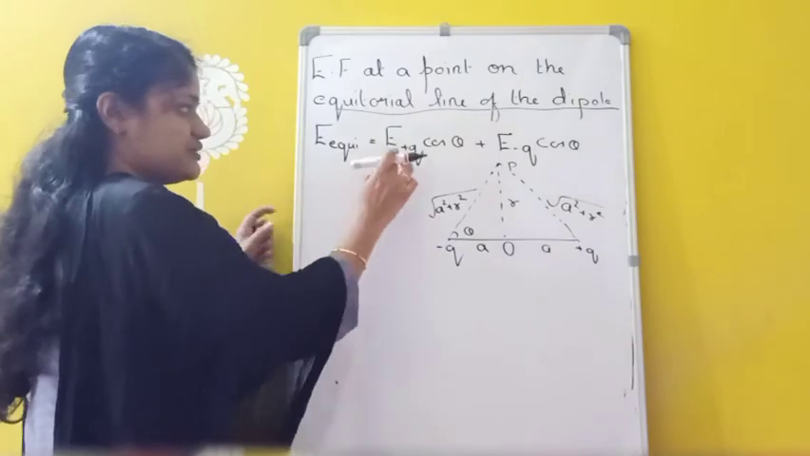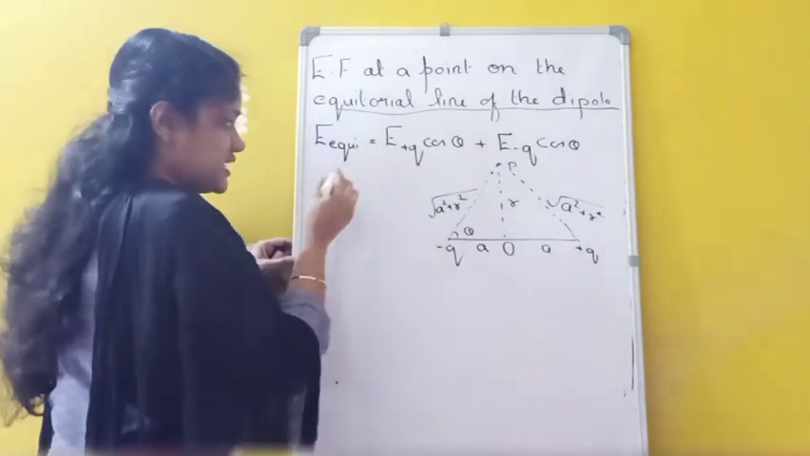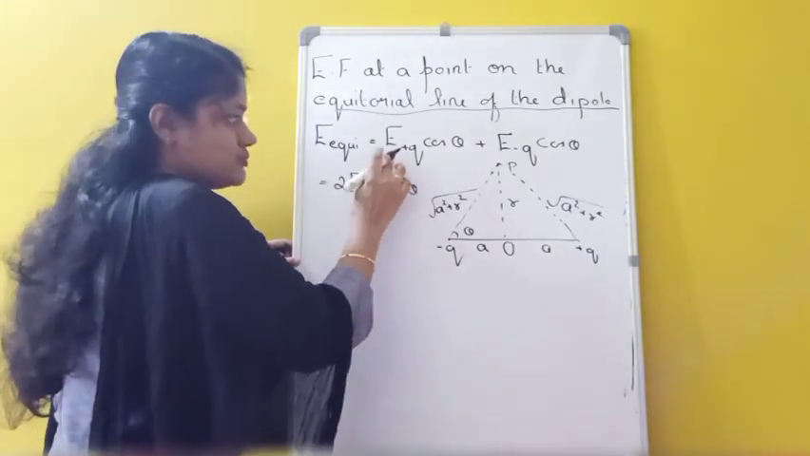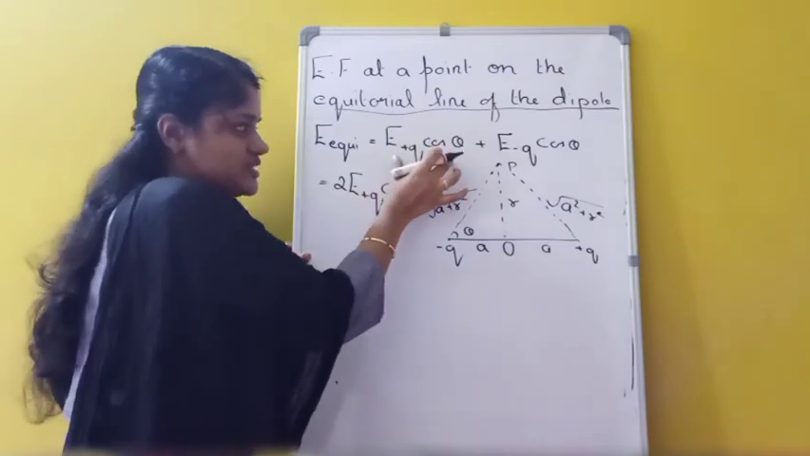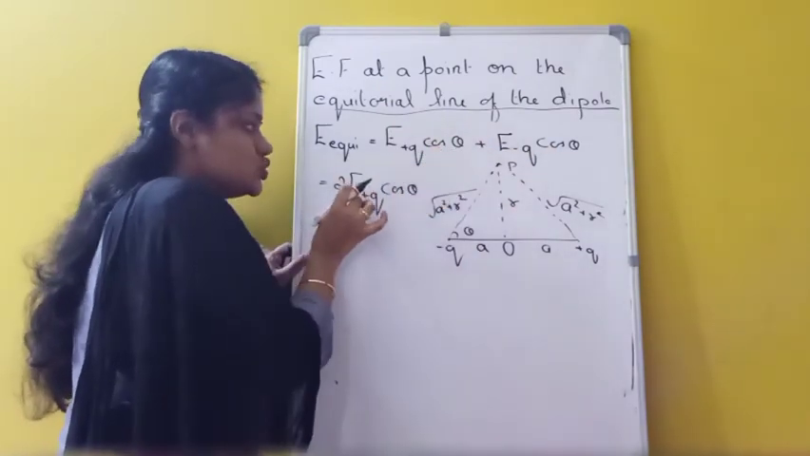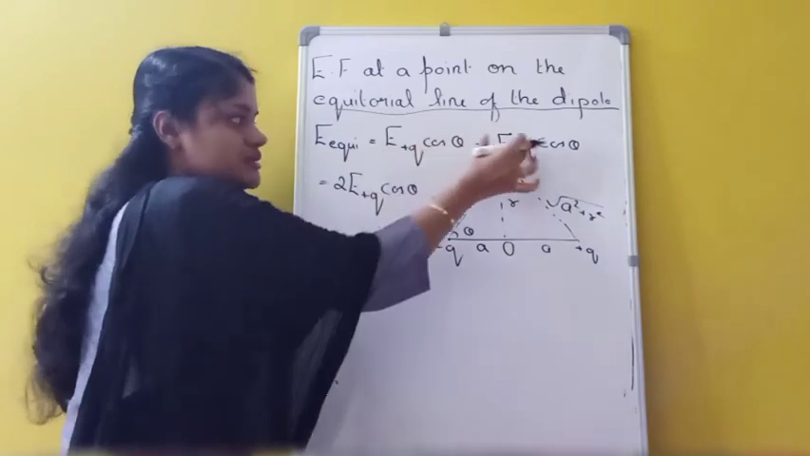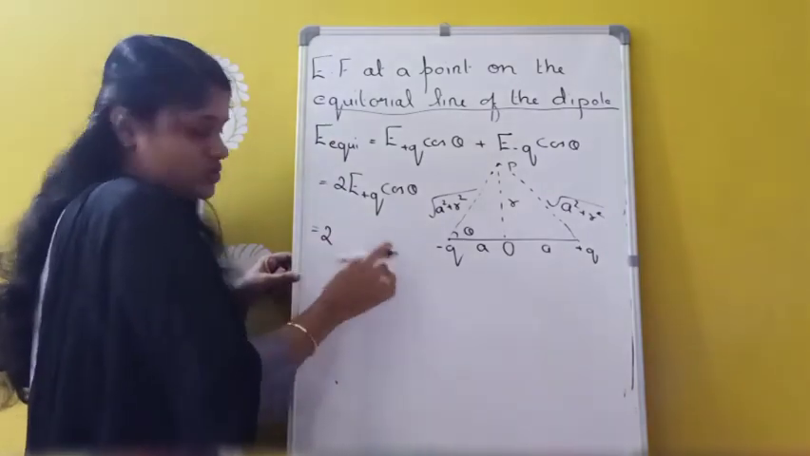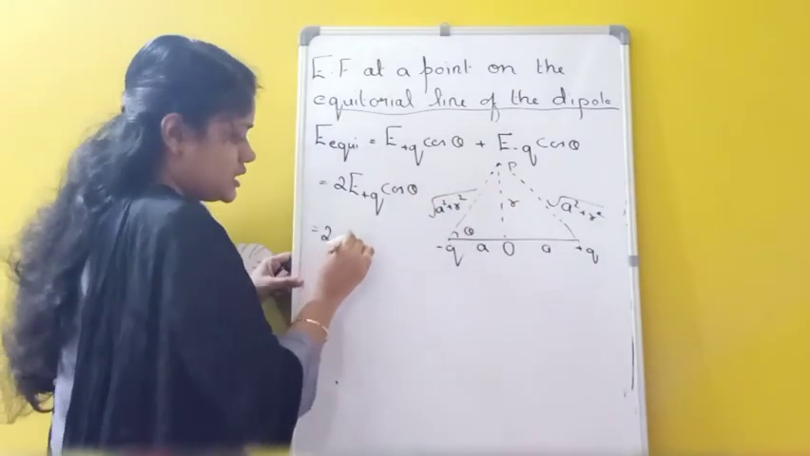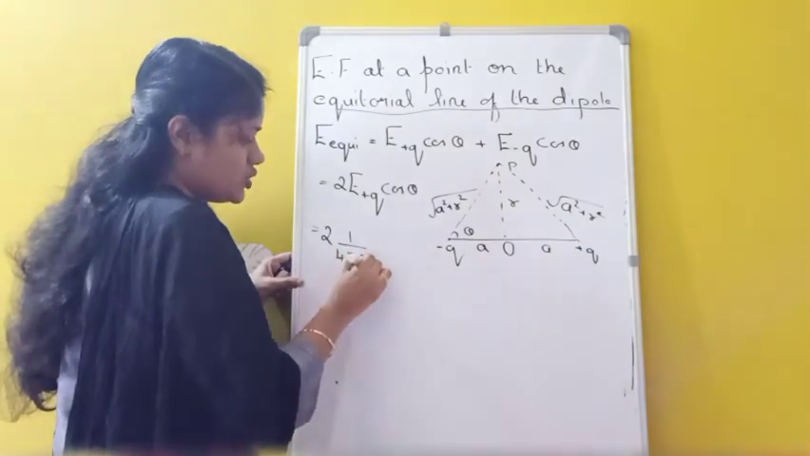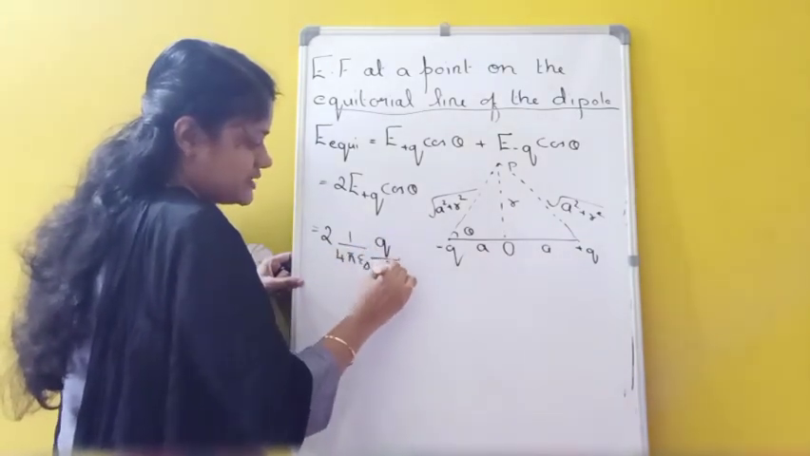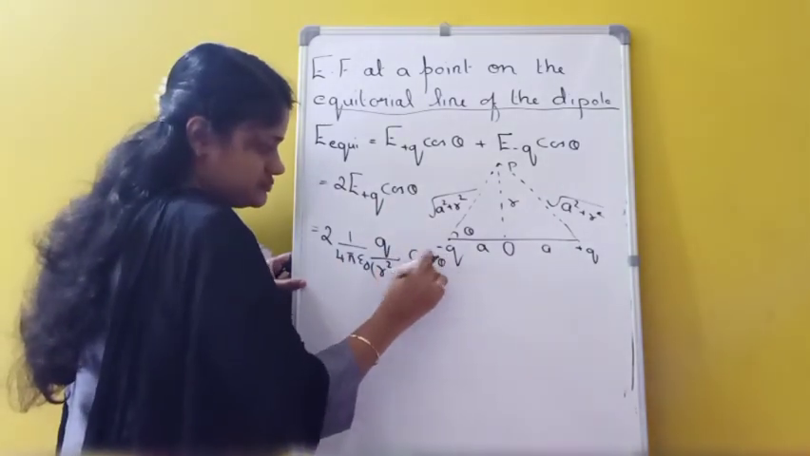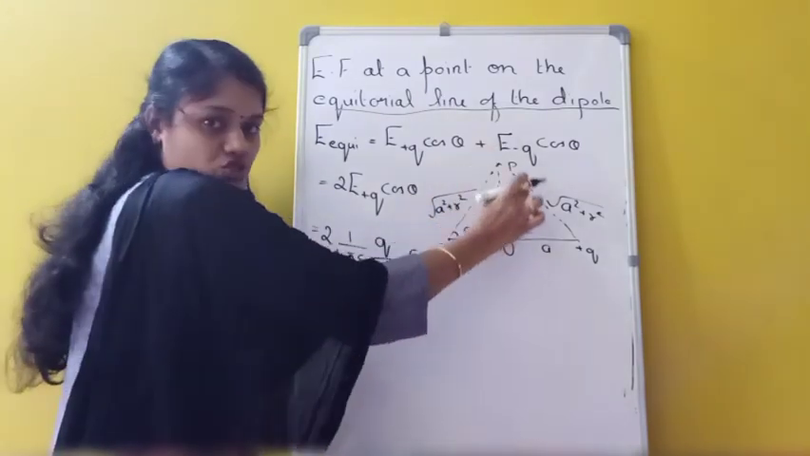So both are same. Instead of E plus Q cos theta plus E minus Q cos theta, I am writing 2 E plus Q cos theta, because both electric field magnitudes are same. So I am writing 2 times E plus Q cos theta, or we can write 2 times E minus Q cos theta. Both are same. That is equivalent to 2 into, what is E plus Q? Already we found out: electric field at the point P due to plus Q charge, 1 by 4 pi epsilon 0 Q divided by R square plus A square. Then again we have to put cos theta here. And this cos theta we have to find out from this diagram.